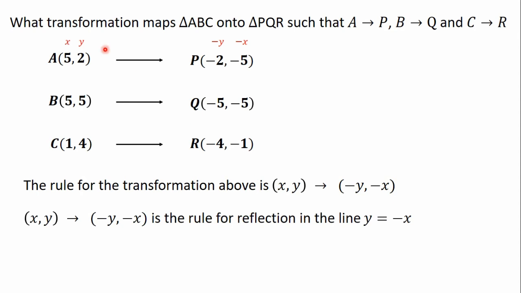So it means that the transformation that maps triangle ABC onto triangle PQR is reflection in the line y is equal to -x, or the line x plus y is equal to 0. And this transformation has the rule (x, y) maps to (-y, -x). So whenever you are being told to find a transformation that maps a particular point onto another point, the first thing you need to do is to find the rule of the transformation. And after you find the rule of the transformation, you will find the particular transformation that has that rule.